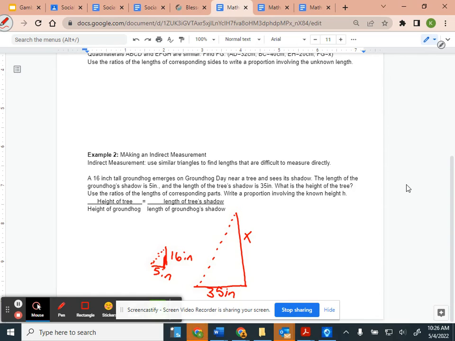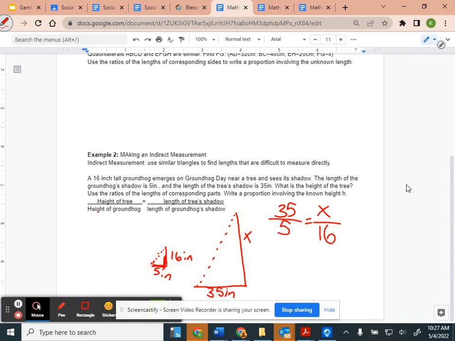Now we can use our proportions. If I have 5 inches, what do I match that up with? 35, because the shadow length to the tree length. So we see here, length of the tree shadow was 35. Length of the groundhog shadow is 5. Now we have height of the tree, that's what we don't know, over height of the groundhog, which is 16.